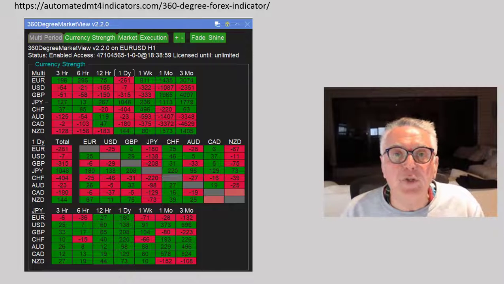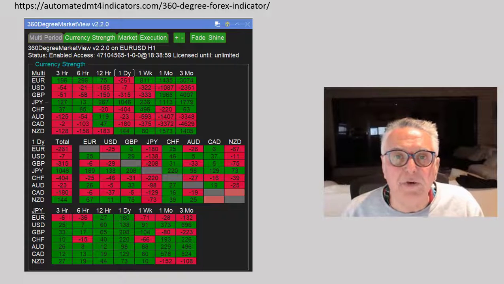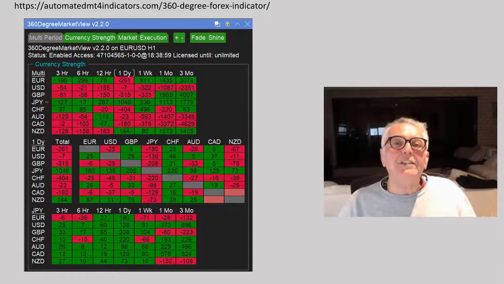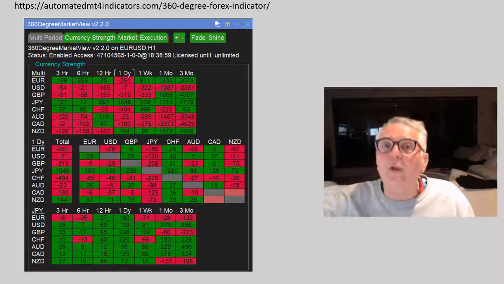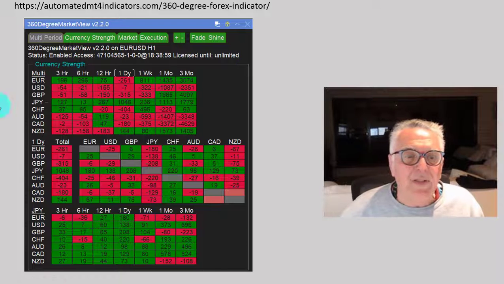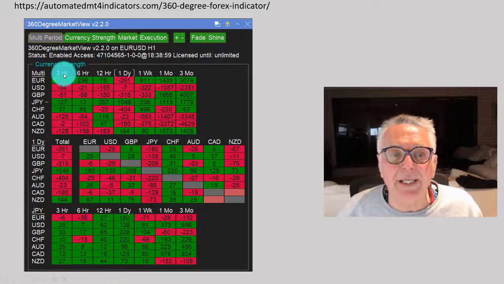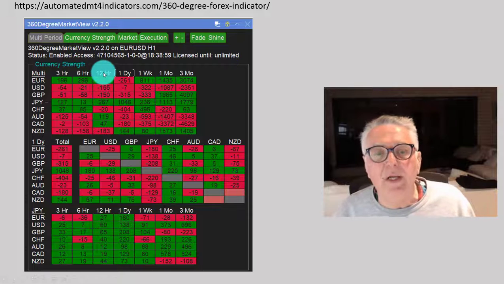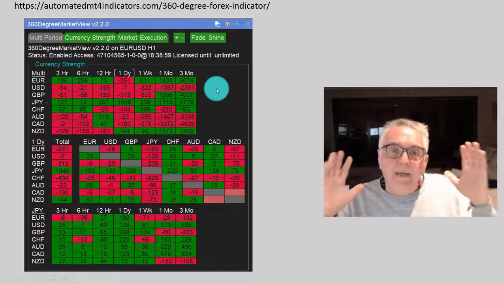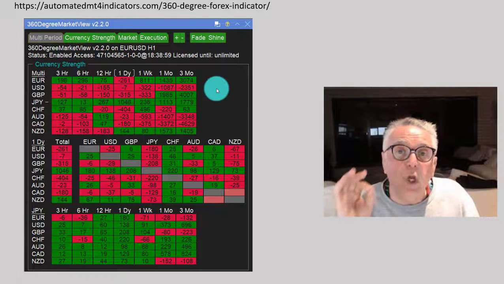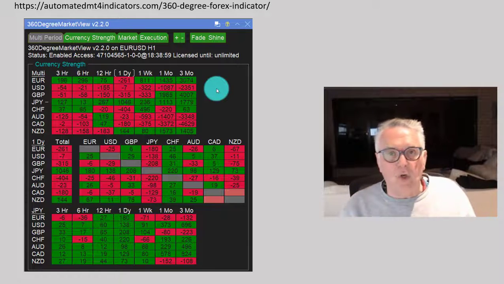So how we try and measure the strength and weakness of currencies is we have a tool called the 360-degree indicator. What it does is measure the pip gains against the pips lost of a currency against all of the other currencies in the market, mainly the 8 major currencies. So what you see here is the pip gains on a 3-hour, 6-hour, 12-hour, daily, weekly, monthly and 4-hour basis, and you can see down to the last pip how much a particular currency has gained or lost over the last while.